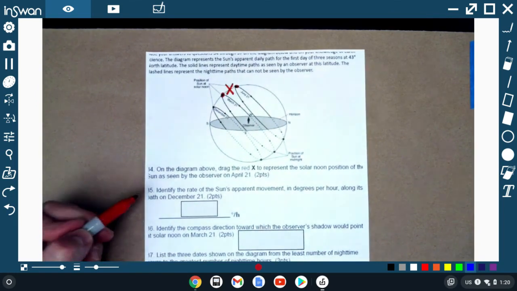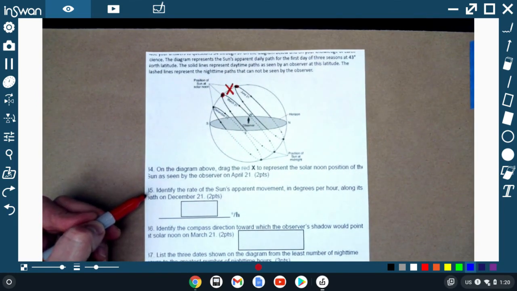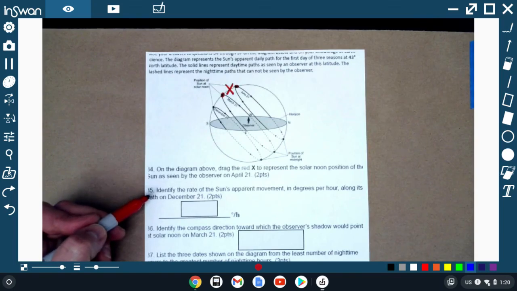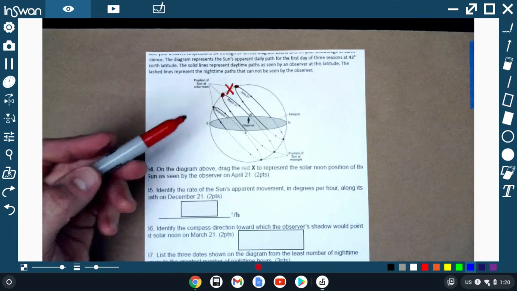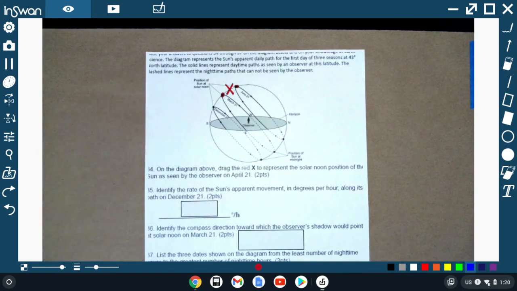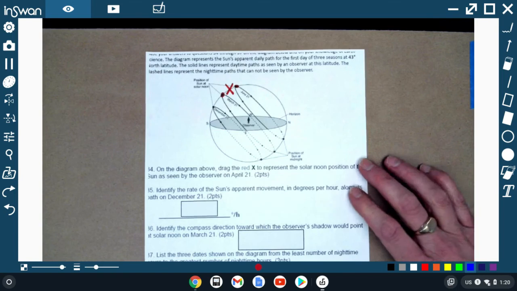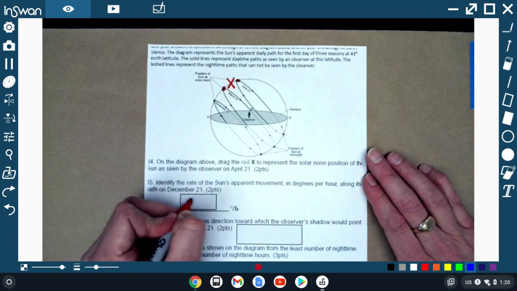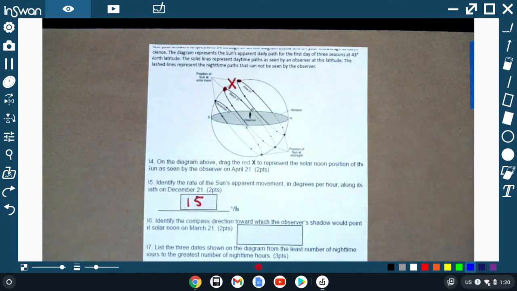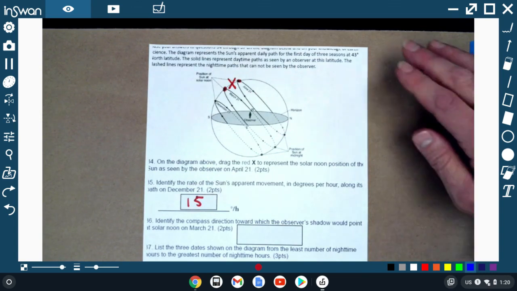Now, question 35 says, identify the rate of the sun's apparent movement in degrees per hour along the path on December 21st. All right, remember, it's apparent movement because we are actually the ones that are moving, but it looks like the sun is moving from our position. Well, no matter what time of day it is, no matter what day it is, the sun will look like it's moving at 15 degrees per hour. Same thing with all the stars in the sky. Any celestial object will look like it's moving at 15 degrees per hour. And that was directly from our notes as well.